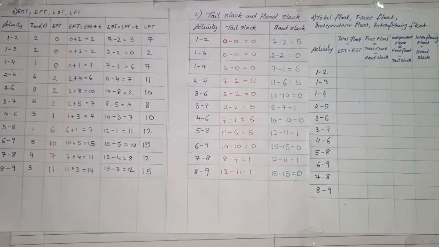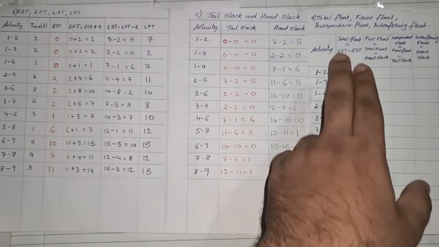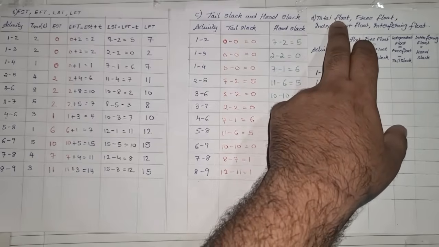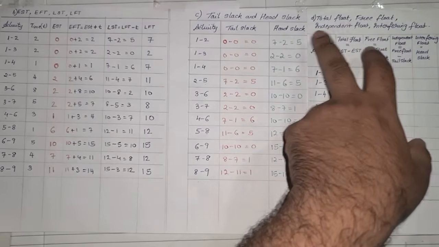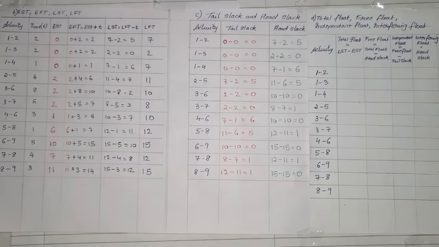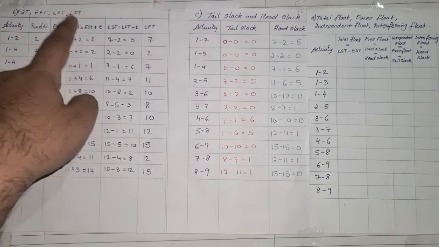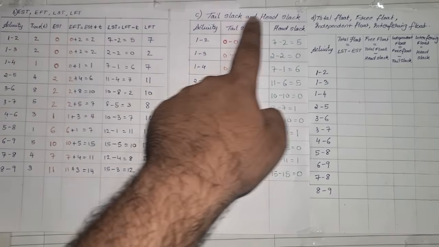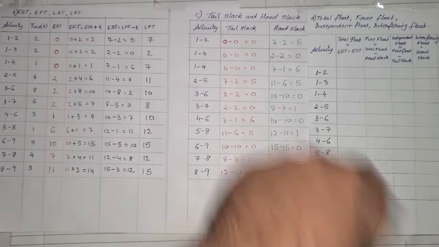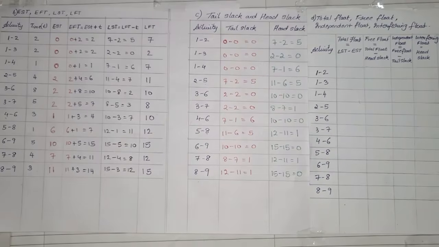Okay, now if you look here carefully, we are on the last part where they ask us to find the total float, free float, independent float and interfering float. So these are the four new things that we need to find. Already we have found the early start time, the early finish time, latest start time, latest finish time, the tail slack and the head slack. Now let us complete the remaining part, how to get these other values. So let us start with it.